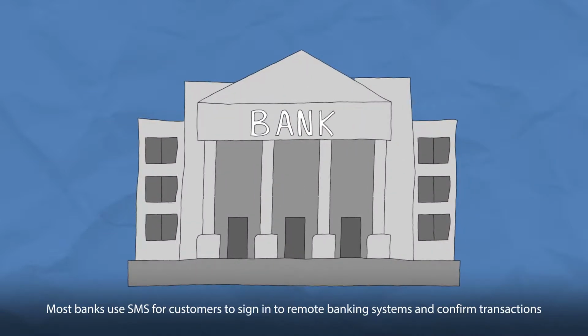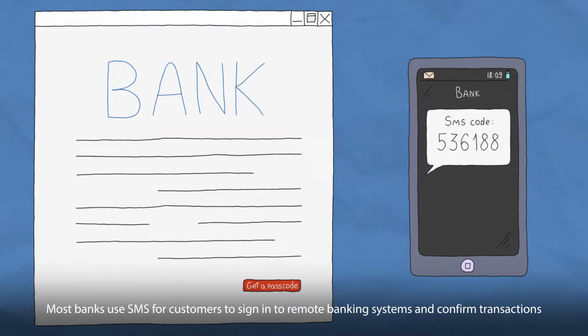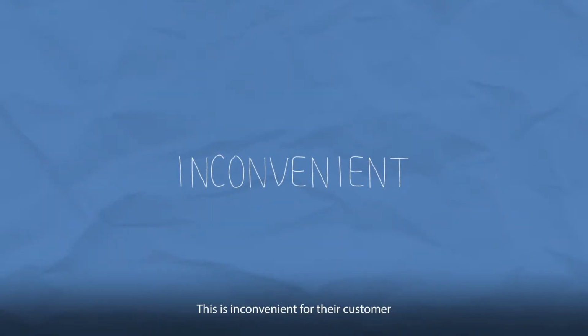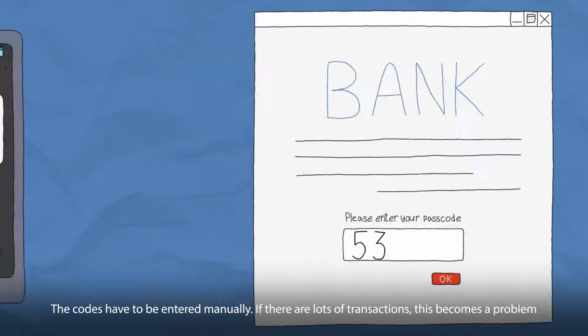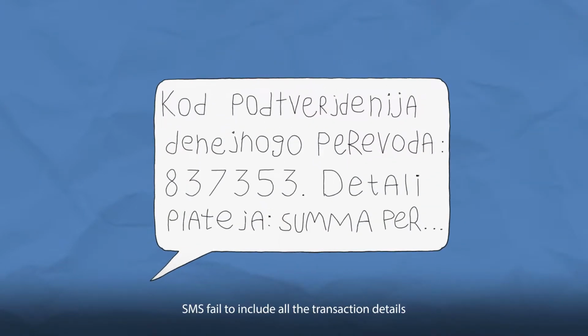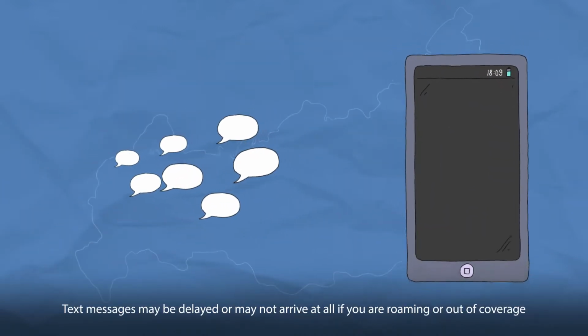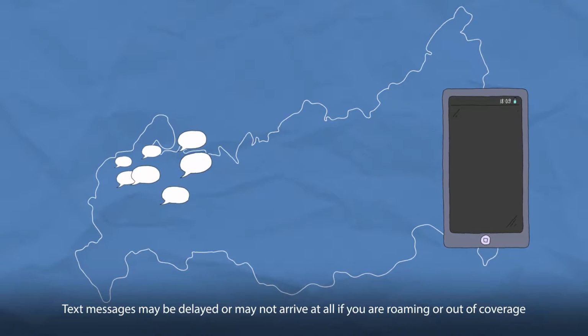Most banks use SMS for customers to sign in to remote banking systems and confirm transactions. This is inconvenient for their customer. The codes have to be entered manually. If there are lots of transactions, this becomes a problem. SMS fails to include all the transaction details. Text messages may be delayed or may not arrive at all if you were roaming or out of coverage.